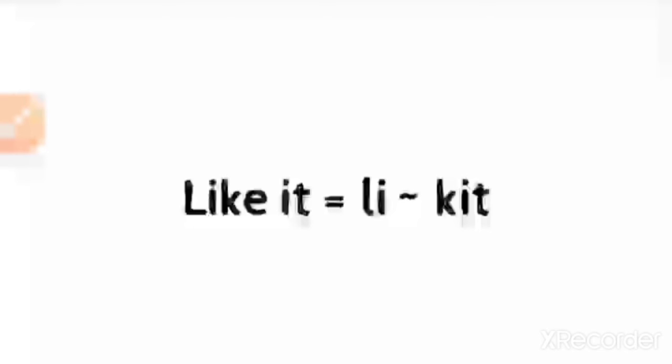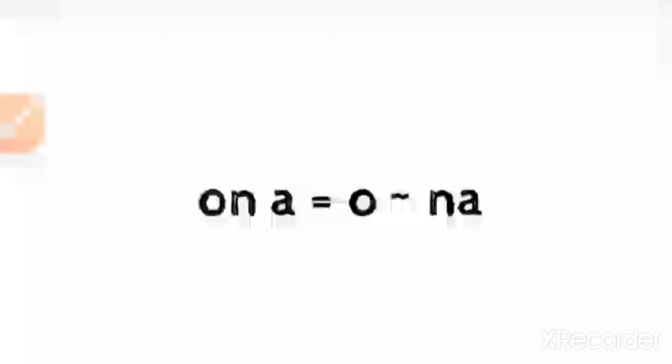So next we have "like it". We will mix the sound into the coming word: like it, like it. Next we have "own a". We will pronounce it while using linking: owner, owner.